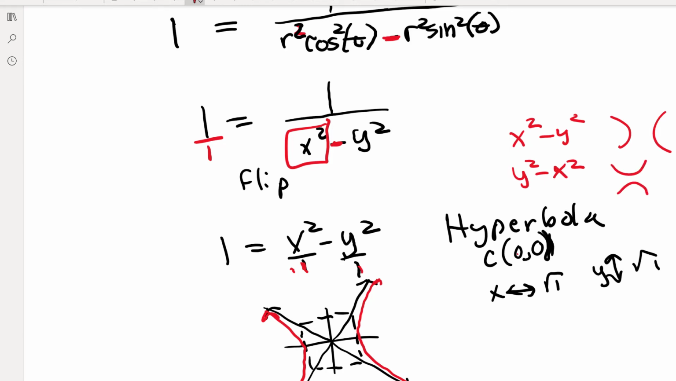All right, that is it for the different polar to rectangular equations.